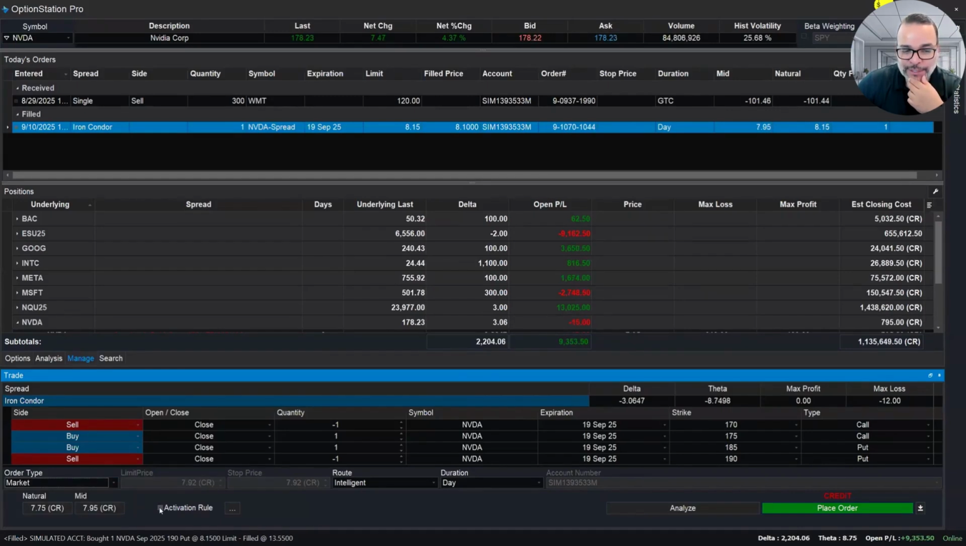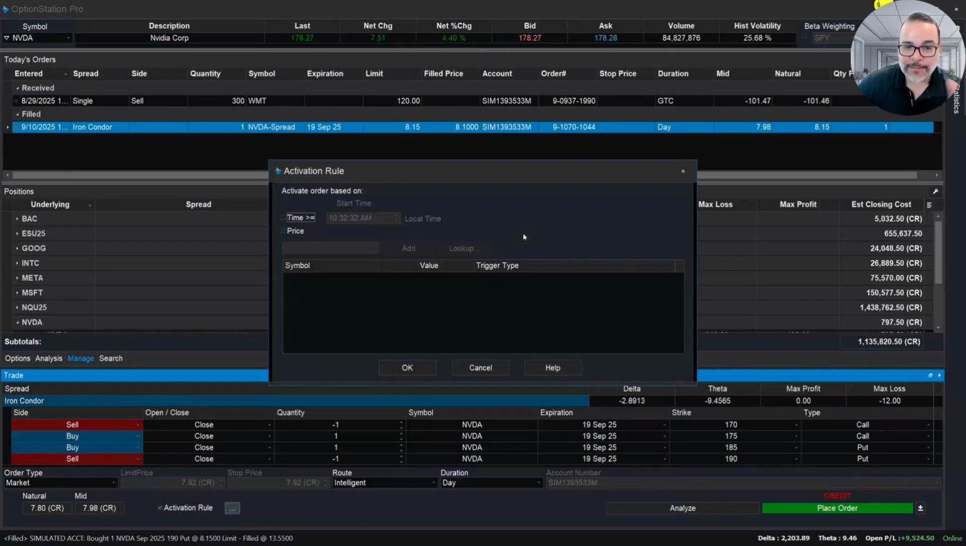I'm going to go to activation rule. You can do that in your OptionStation Pro. And I can set my boundaries. I can say, check the price of NVIDIA, and I'm going to add it. If the price goes below 180, then that's my activation. It activates the market order. I'm going to add another one. If NVIDIA goes beyond 186, then I also want to get out.